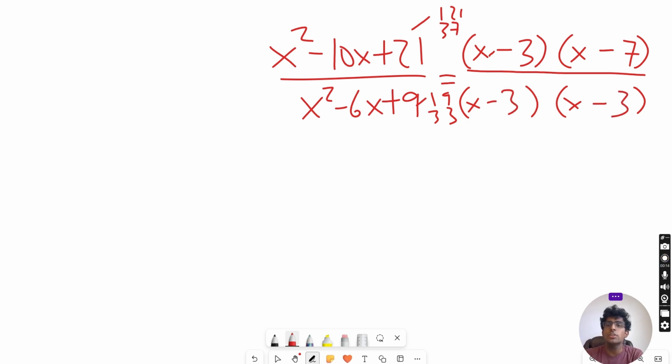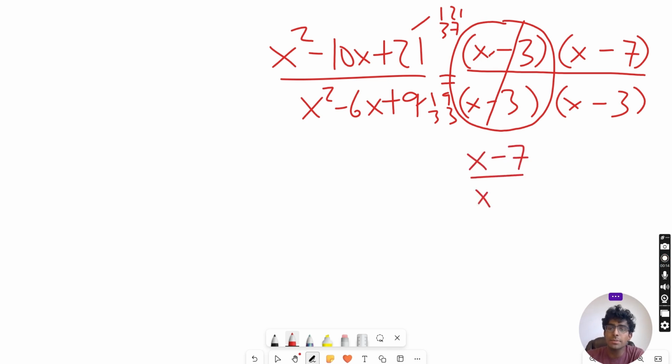So you see how we have an x minus 3 in the numerator and denominator. We're going to go ahead and cancel this out. So we are left with x minus 7 over x minus 3, which is the furthest you're going to need to simplify. You don't need to do long division. It's not going to help because you're just going to get 1 and then the remainder. So this is your simplified answer.